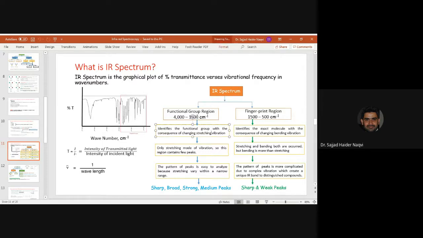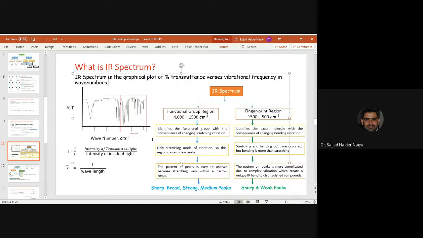As I said, for the functional group region, it identifies the functional group of the molecule with the consequence of changing the vibration. Now the concept remains the same, because when the IR light passes through the molecule, as I said, it absorbs the light. And as a result of that absorbance, you know that it undergoes either stretching or bending depending upon what sort of molecule it is. So actually in the functional group region, it identifies the functional group with the consequence of changing the stretching vibration. Only the stretching mode of vibration is applicable in this.